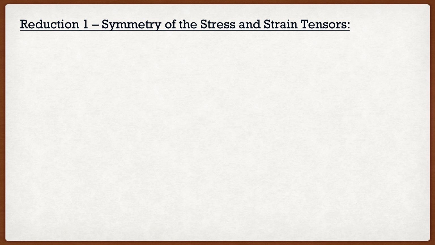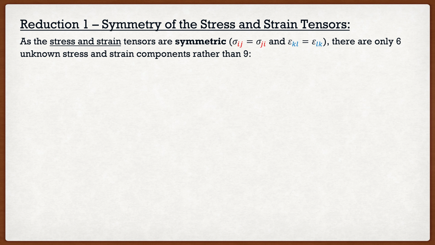The first one is the symmetry of the stress and the strain tensors. As we talked about them before, both the stress and the strain tensors are symmetric. For sigma, if we had sigma ij, well, that's equal to sigma ji. And the same thing for epsilon. If I have epsilon kl, that's going to be the same as epsilon lk. So if you guys remember in the previous slide, we had our stresses and strains as 9 different components.